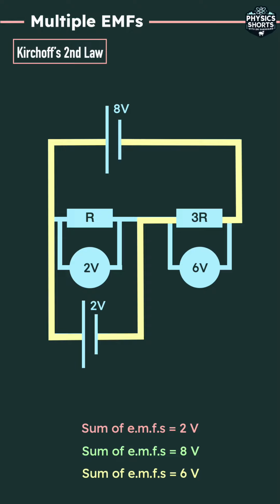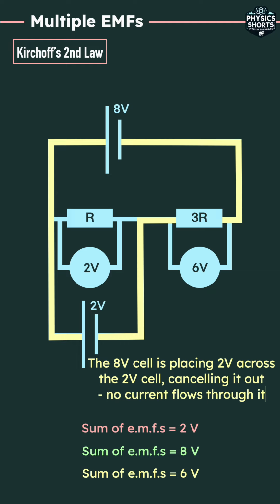6 volts across 3R, so the 8 volt cell must be placing 2 volts across the 2 volt cell. Since the two cells are opposing, this means no current flows through the 2 volt cell.